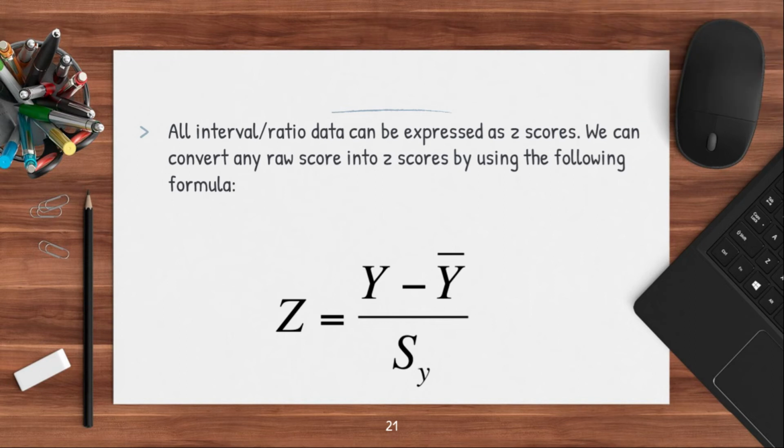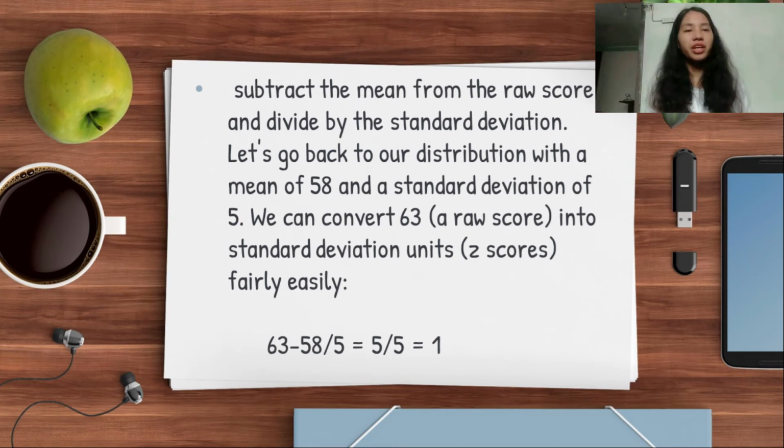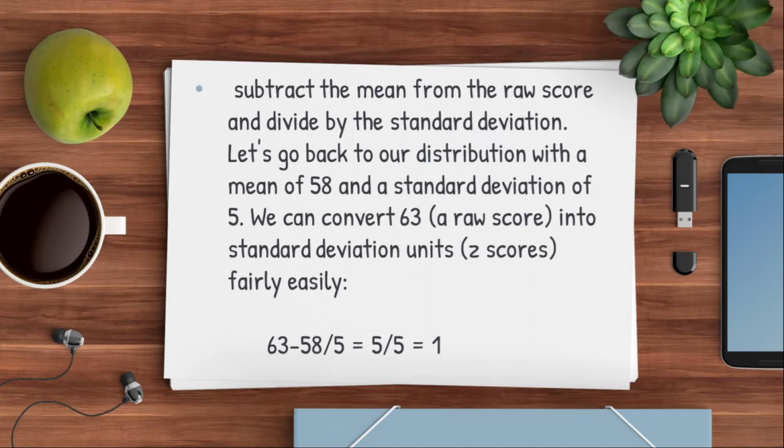We can convert any raw score into a z-score by using the following formula. Subtract the mean from the raw score and divide by the standard deviation. Let's go back to our distribution with a mean of 58 and a standard deviation of 5. We can convert 63, our raw score, into a standard deviation unit, a z-score, fairly easily. 63 minus 58 over 5 is equal to 5 over 5, which is equal to 1.